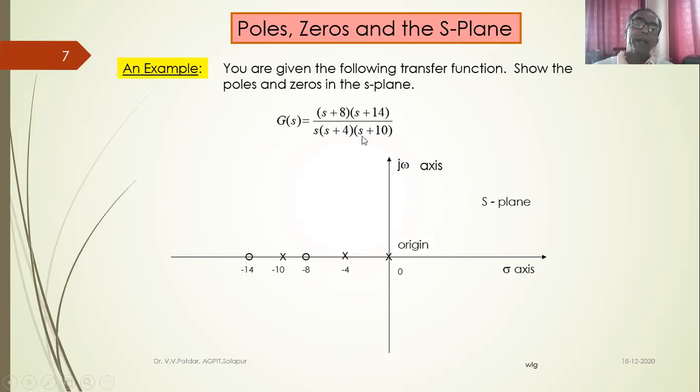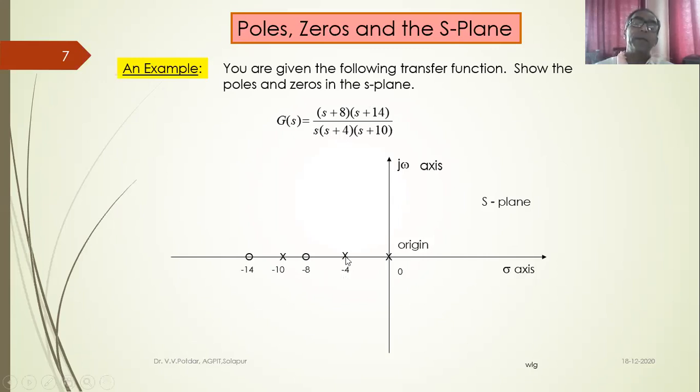Okay. Now, the denominator. S equal to 0 makes the denominator 0 and makes the ratio infinity. So this is the first pole: at S equal to 0, I got the first pole. Now poles are represented by a cross and zeros are represented by a hollow circle. So the first pole is at S equal to 0. The second pole is at S equal to minus 4, because S equal to minus 4 makes the denominator 0 and the ratio infinity.